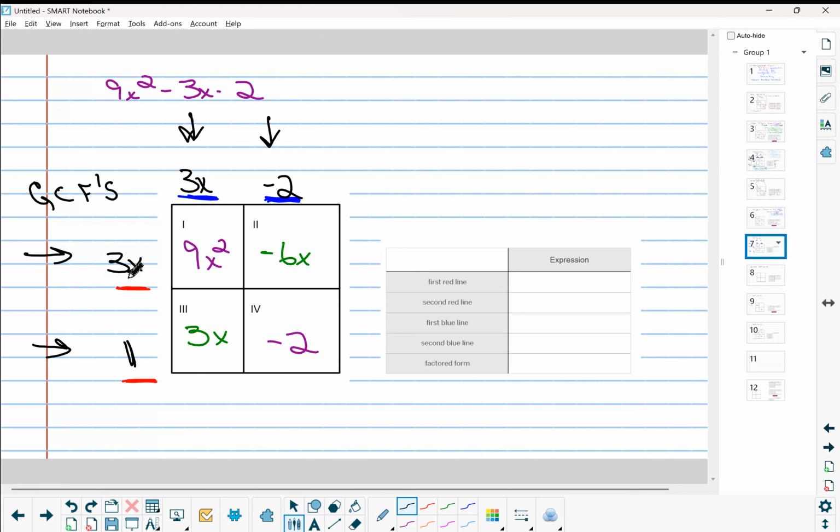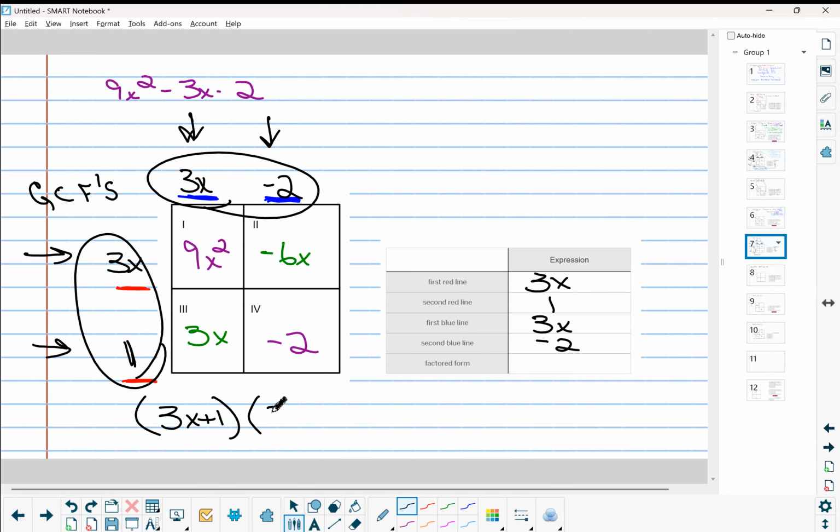So, first red line, that's the top one, 3x. Bottom red line, bottom one, is a 1. First blue line, that's the left one, 3x. Second blue line, that's the right one, negative 2. So remember, this will create a binomial that looks like 3x plus 1. This will create a binomial that looks like 3x minus 2. And that will go in here, 3x plus 1 times 3x minus 2.